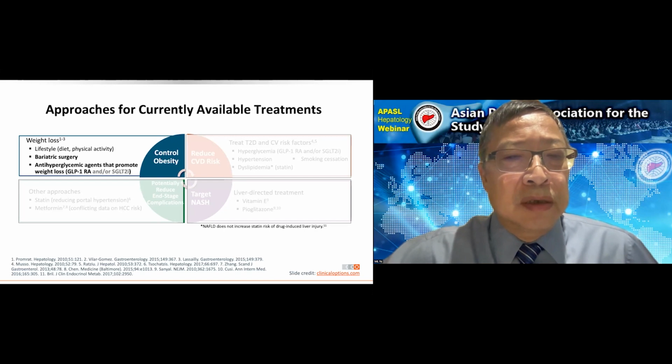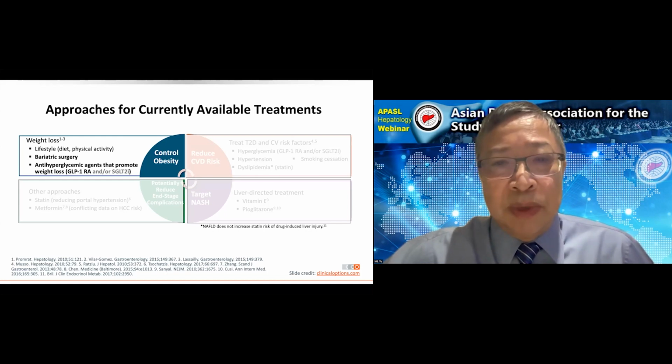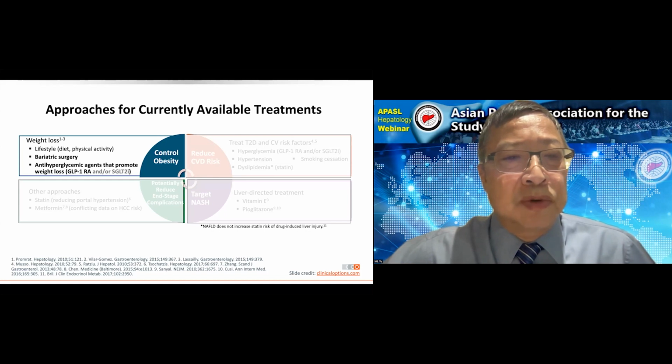Let's move to the first strategy, to control obesity. Obviously, lifestyle modification, diet and exercise, is the first choice for weight loss in NASH patients. Because the second speaker, Dr. Kawaguchi, will focus on exercise, I won't talk on this topic here. I will just move to bariatric surgery and the anti-hyperglycemic agent approved to reduce weight, the GLP-1 receptor agonist.